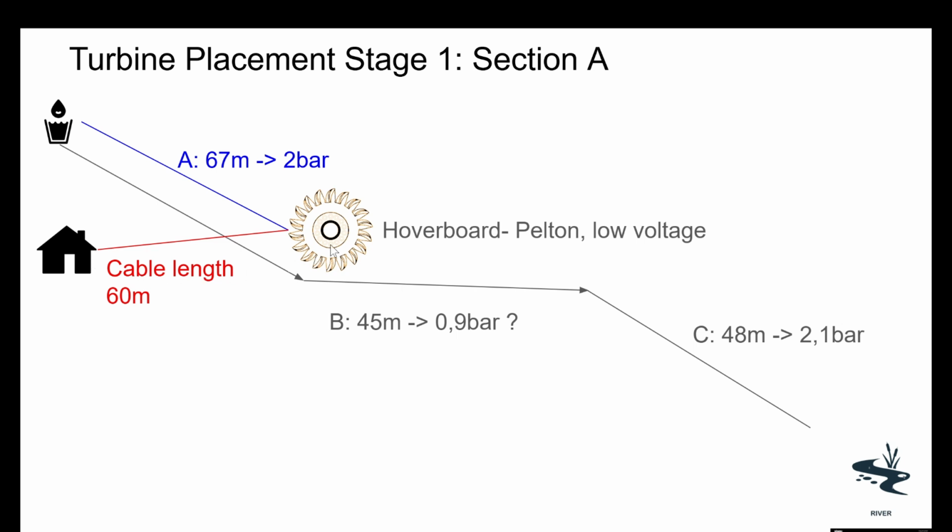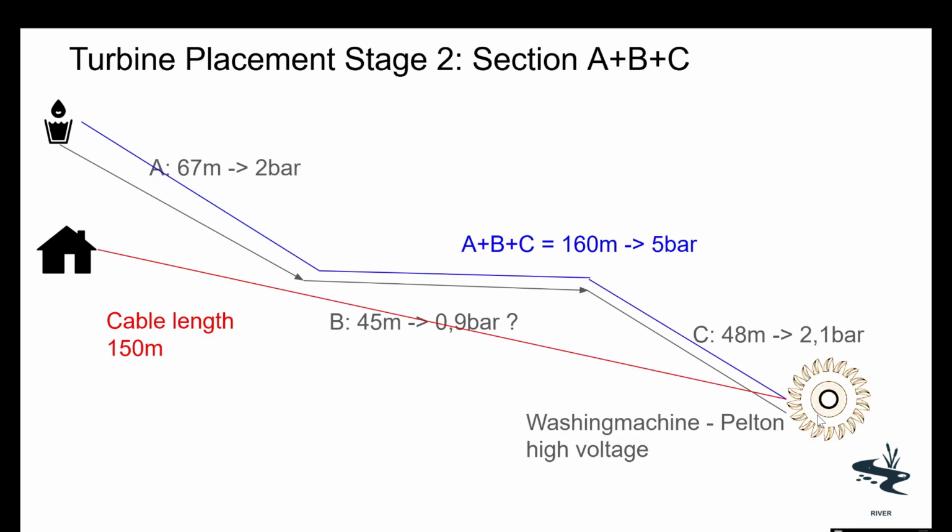Now I might go further down and try to add section B, but as you can see, I don't really pick up much height here. So if I take section B, I also have to take section C, because then it's getting really interesting. So we basically skip the option of adding only section B, which would be right here, and go straight to section C and put the Pelton down here.